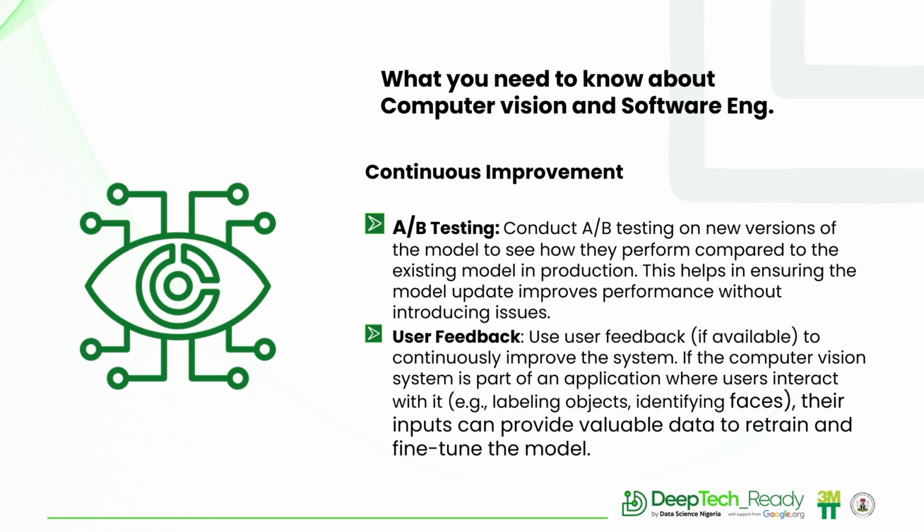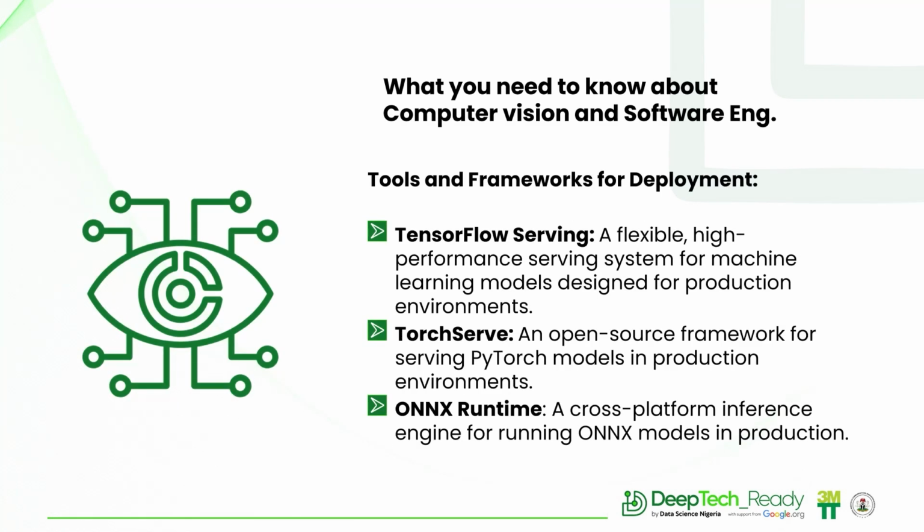Another thing to take into consideration with continuous improvement is user feedback. Use user feedback, if available, to continuously improve the system. If the computer vision system is part of an application where users interact with it, e.g. labeling objects or identifying faces, their inputs can provide valuable data to retrain and fine-tune the model.